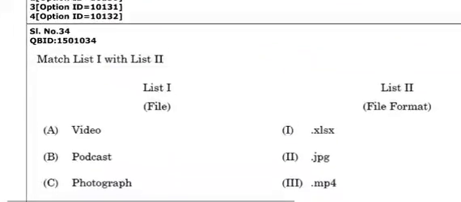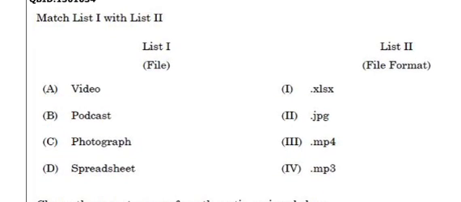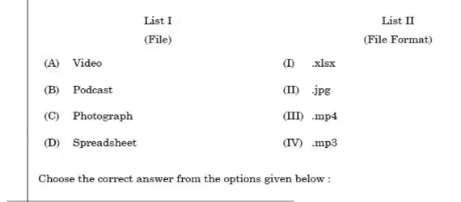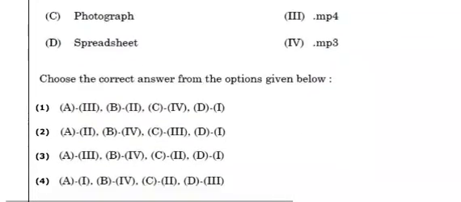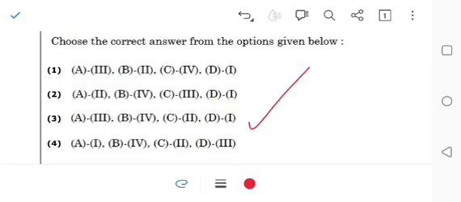Similarly, number 34 says match list 1 with list 2. In list 1 we have file, in list 2 we have file format. List 1 says video, podcast, photograph, spreadsheet. List 2 has file formats .xlsx, .jpg, .mp4, .mp3. Now these are the options as you have seen. Let me give the correct option. The correct option will be A related to 3, B to 4, C to 2, D to 1.